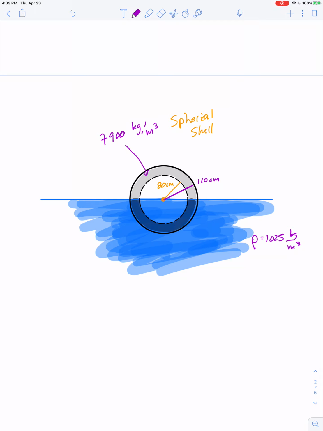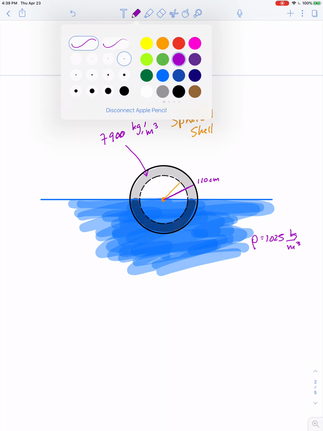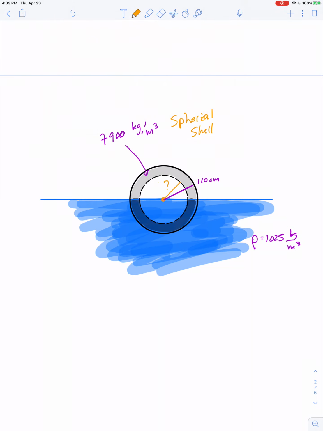Oh, I've gone too far. I apologize. The inner diameter is not 80 centimeters. I misspoke. The inner diameter is unknown. If this is the density of the spherical shell, and this is the density of the seawater, and we know the outer radius, then what would the inner radius have to be so that it floats exactly halfway submerged?